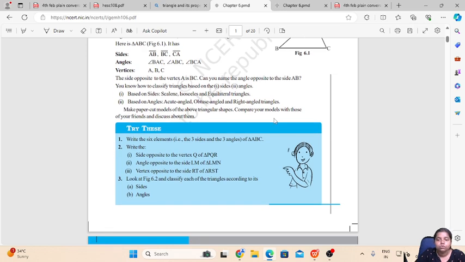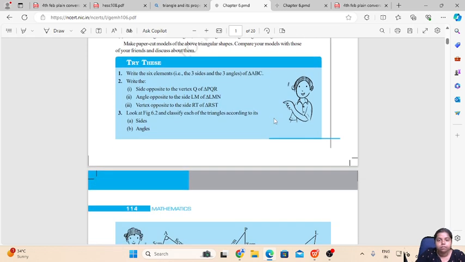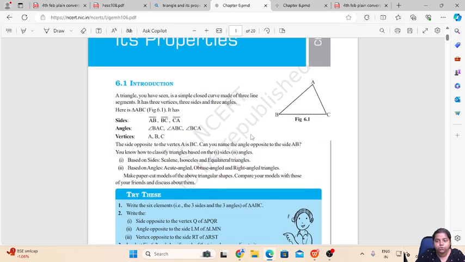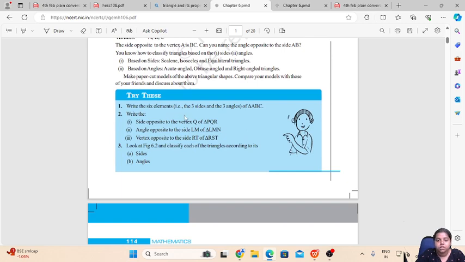Okay, we'll try this activity. First, try this: write the 6 elements of triangle ABC. Here they have told us to write the 6 elements of this triangle ABC. We have already discussed the 6 elements. Which are those? The 3 sides and the 3 angles, correct?